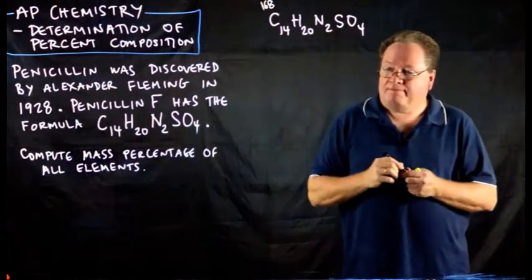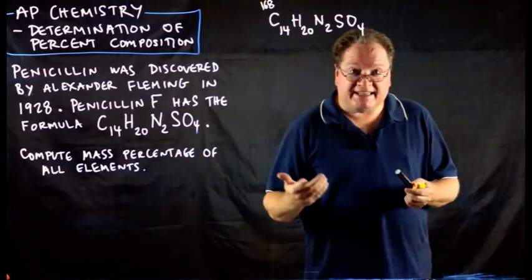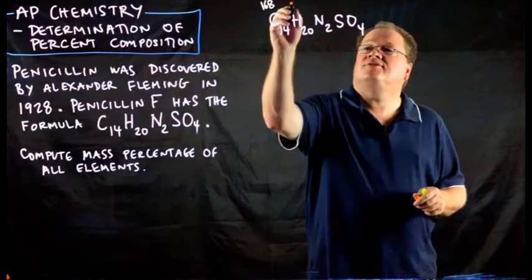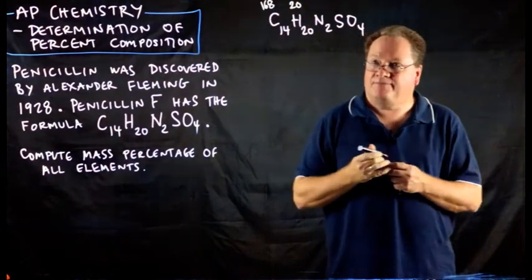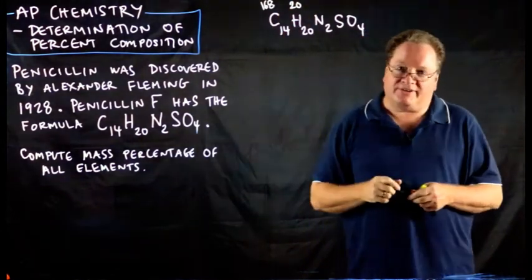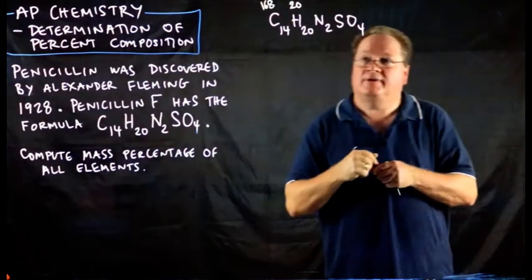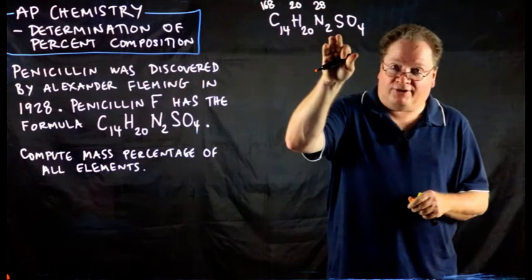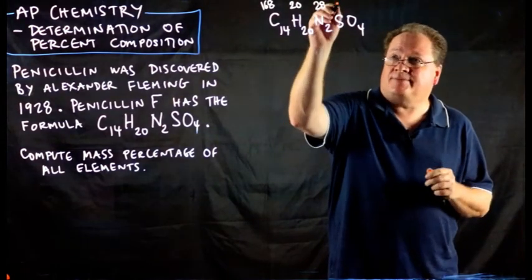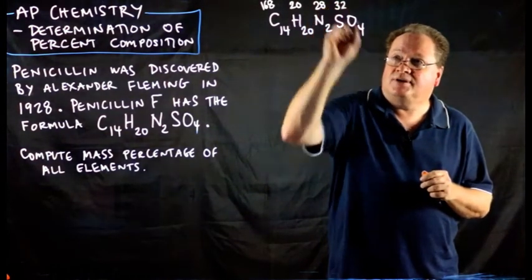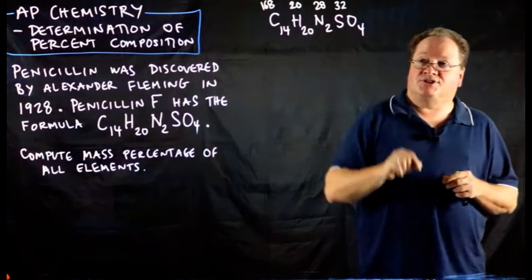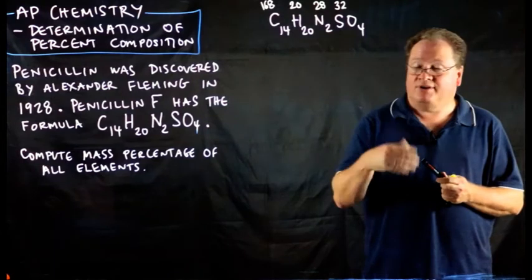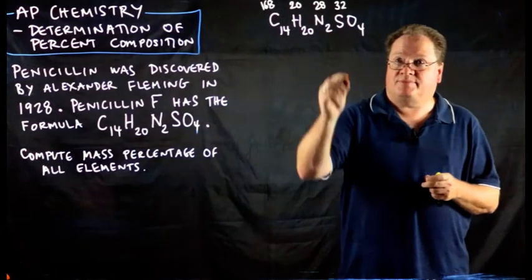All right. Hydrogen's easy. There's 20 of them. We know it has a mass of 1 on the periodic table, so this would total 20. Nitrogen's 14, and there's 2 of them. That's 28. Sulfur, there's only 1 of them, and it has a mass of 32. And then oxygen, we know, has a mass of 16, and there's 4 of them. 4 times 16 should be 64.